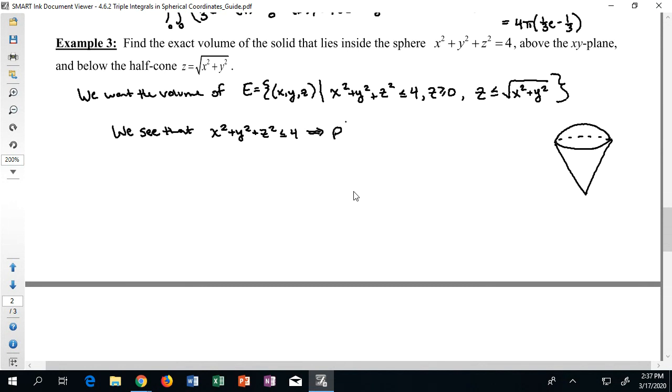Well, yeah, we should be able to replace it with a rho squared. But that would mean that if rho squared has got to be less than or equal to 4, then that means that rho has got to be less than or equal to 2. Remember, though, we said rho was always positive, so that means that rho has got to be between 0 and 2. We're a third of the way done.